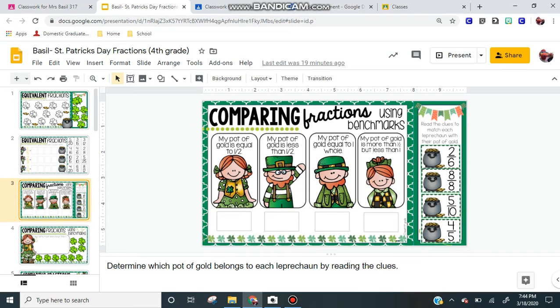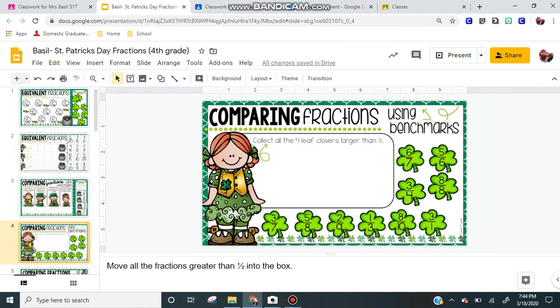The third slide says to determine which pot of gold belongs to each leprechaun. So my pot of gold is equal to 1/2, so you find 1/2, you click on it, drag it over. Slide number 4, collect all 4 leaf clovers that are larger than 1/2. So if it's bigger than 1/2, you click on it, drag it over.